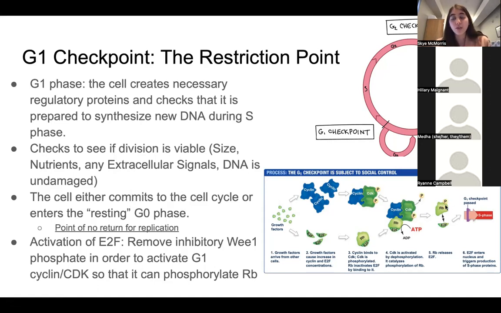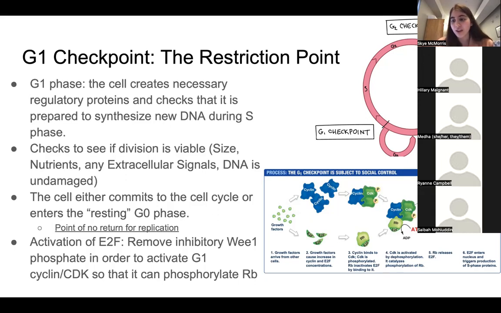This will result in RB releasing E2F, and then E2F will be active. That's a transcription factor that will then be able to activate transcription of all the different genes necessary for expression of proteins involved in S phase. So the activation of E2F is the restriction point. Once this happens, the cell is committed to completing the cell cycle.